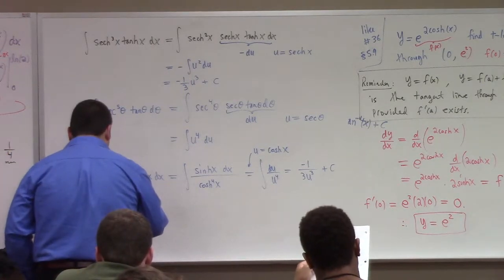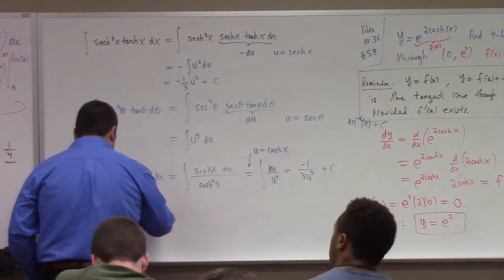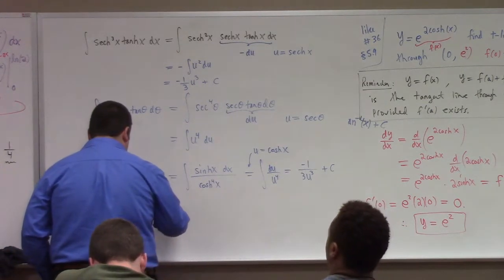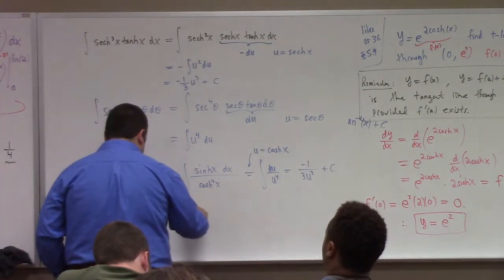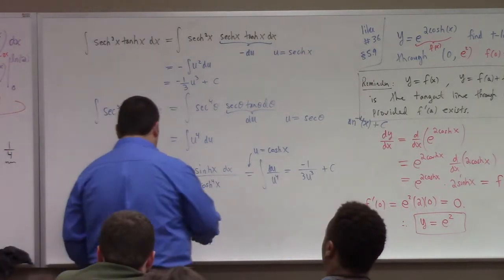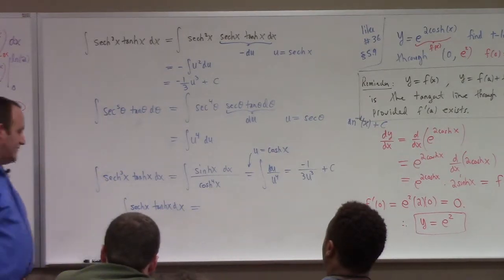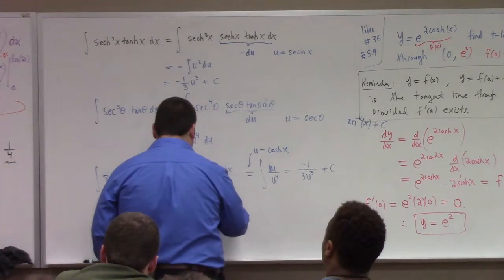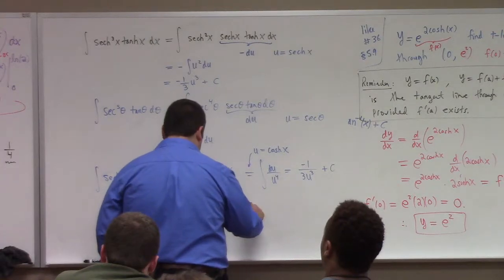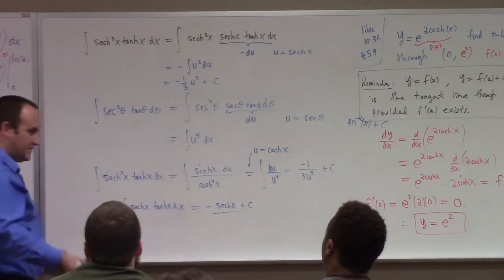For example, if you were to integrate hyperbolic secant x, hyperbolic tangent x, dx, right? If you do it in terms of your knowledge of hyperbolic secant and tangent, you're done, right? This is minus hyperbolic secant of x plus a constant, right? What happens if you do it in sinh and cosh?